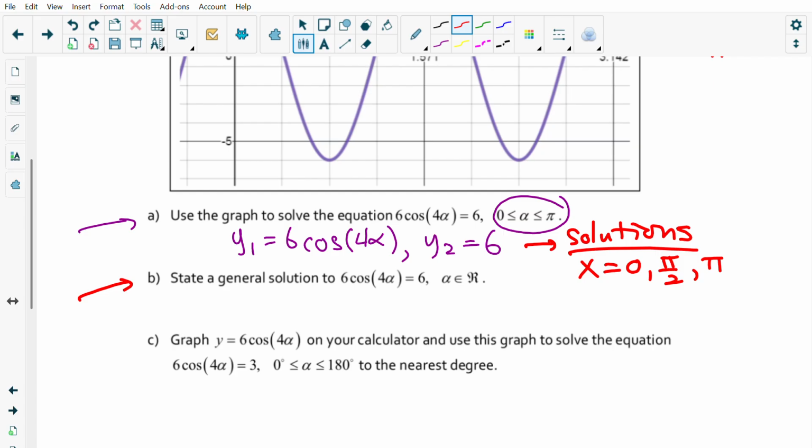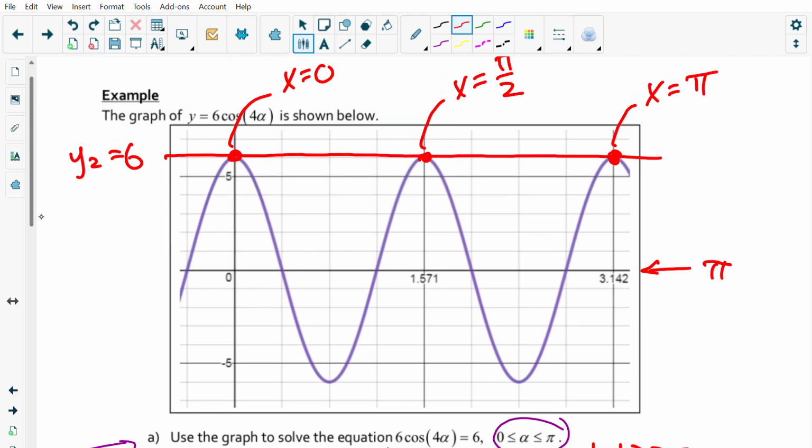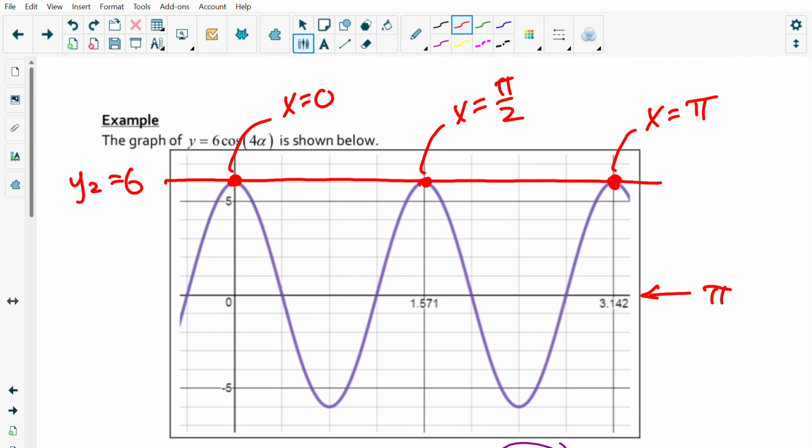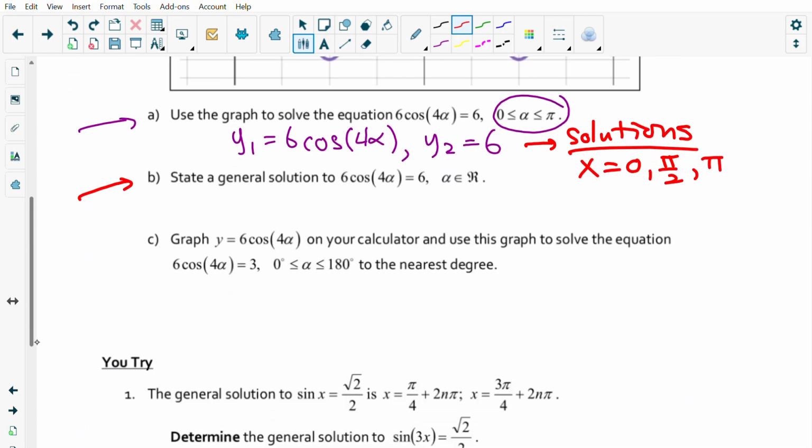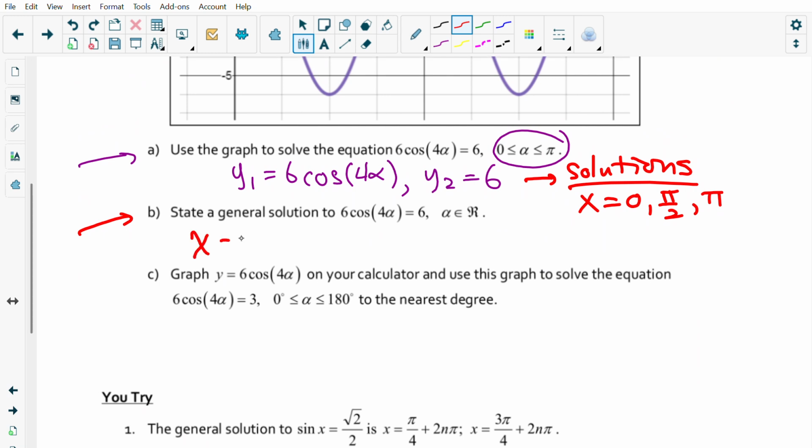Let's state a general solution to 6 cosine of 4 alpha equals 6, where all real numbers is the domain. So to me, the variance here, from here to here, that's pi over 2, folks. From here to here, pi over 2. And on and on and on, if we keep stretching this graph in the right direction and then in the left direction, positive and negative direction. So my general solution is pi over 2. It varies by pi over 2 units.